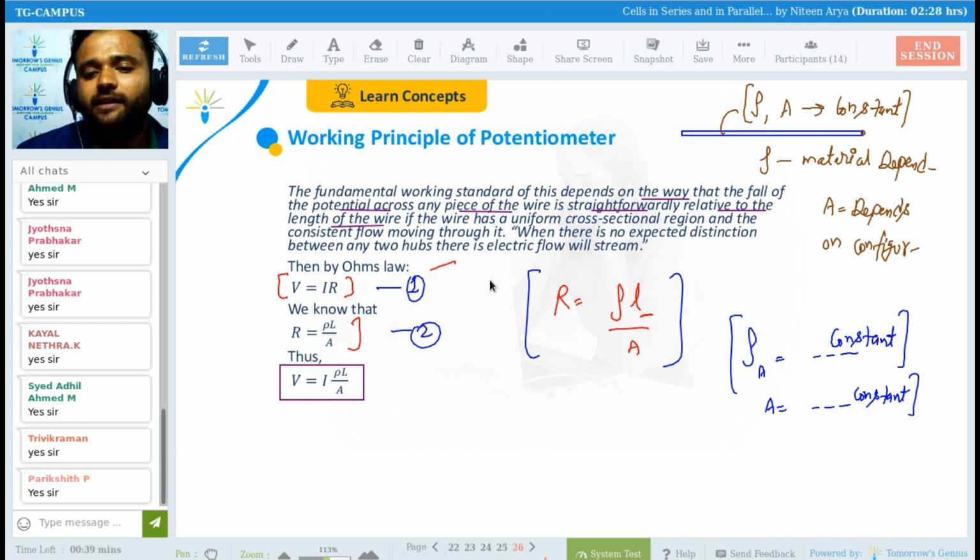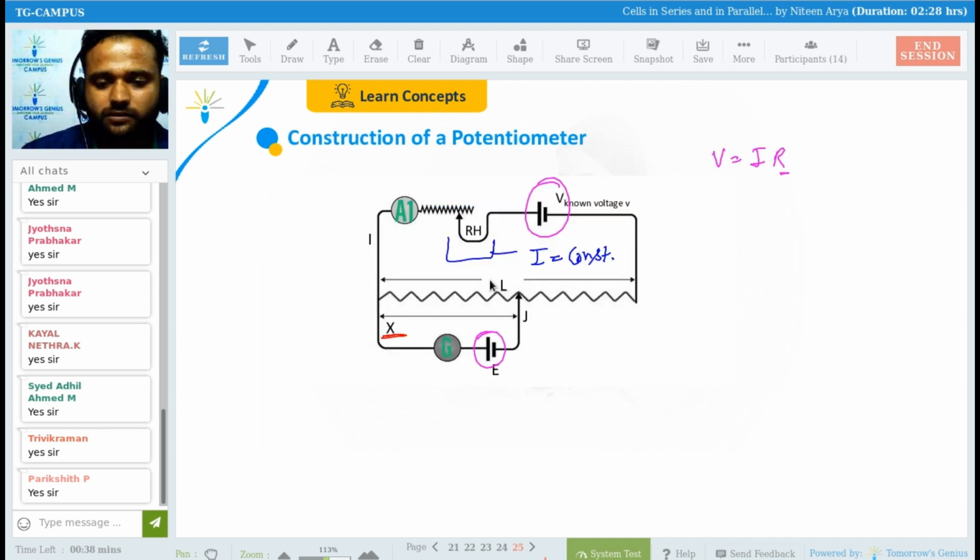Okay, so the moment I make this particular wire, A is going to be constant, and I can make A constant with the help of this rheostat.